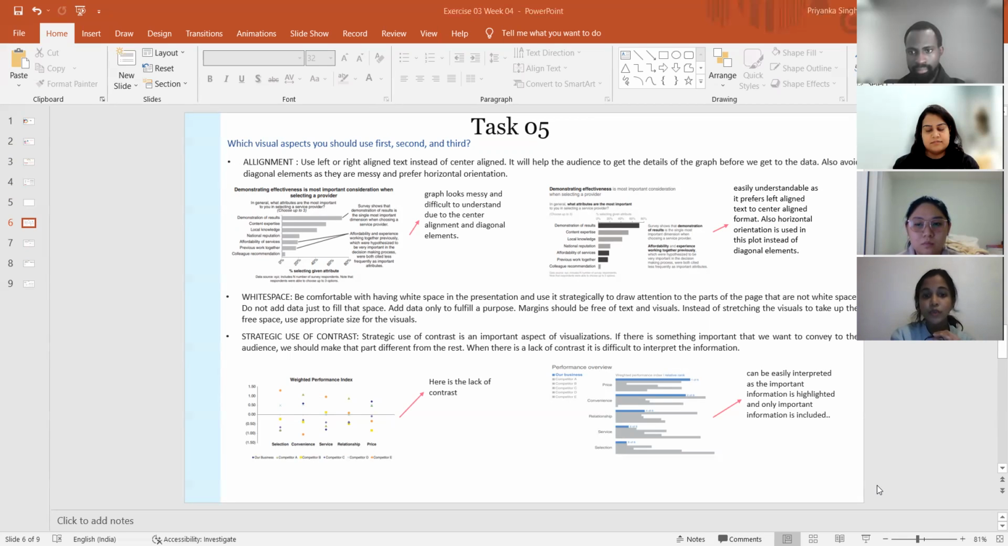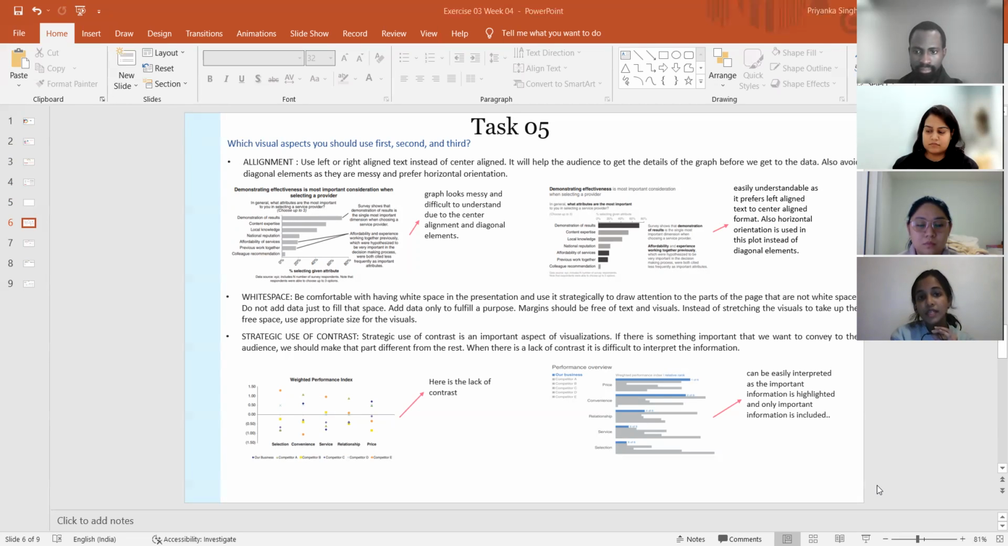So these two plots present the same data. Here, these two charts represent the performance metrics of a particular company compared to the competitors. It's quite hard to assess the performance of a company from the first visual due to lack of contrast, while in the second plot, they highlighted the important information and only used relevant information. So it's quite easy to compare the performance of our company with the competitors.